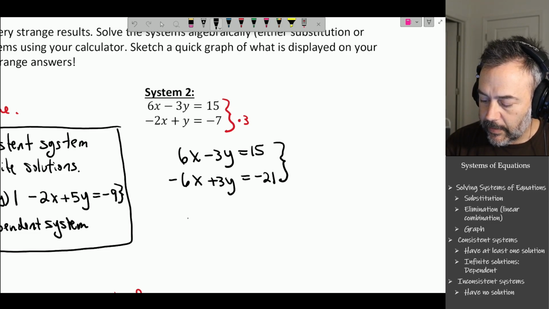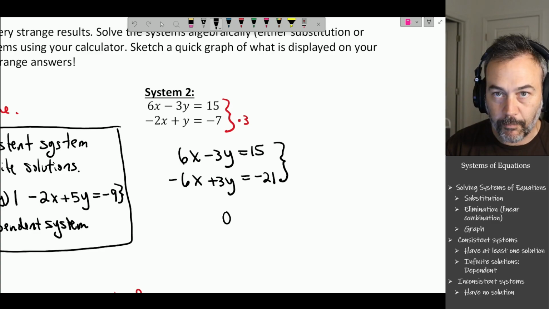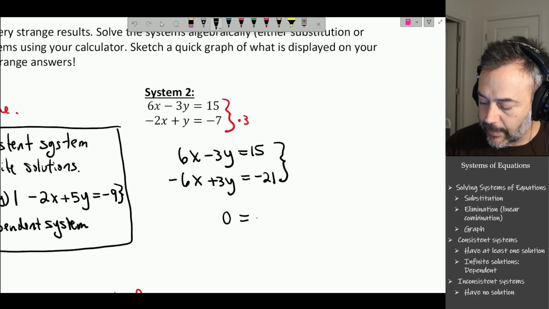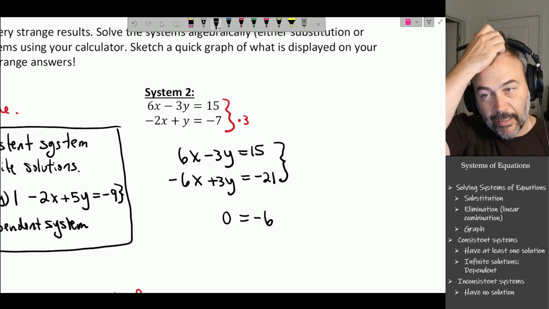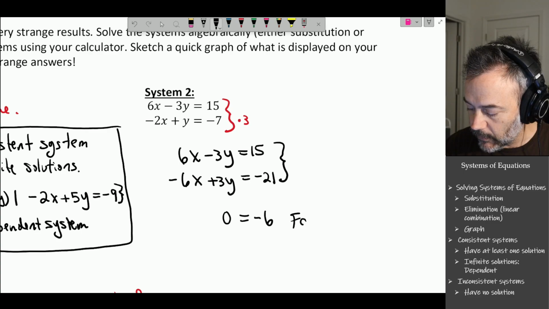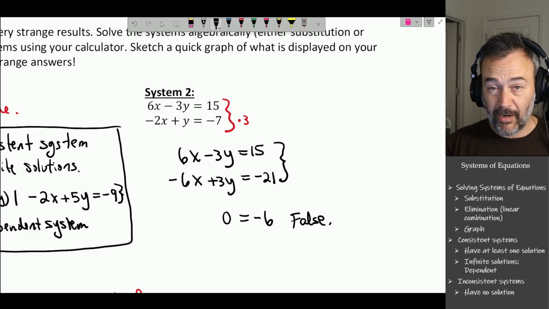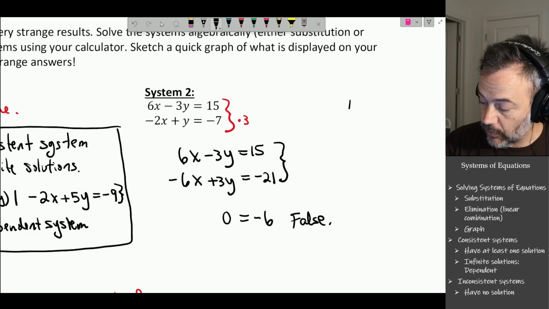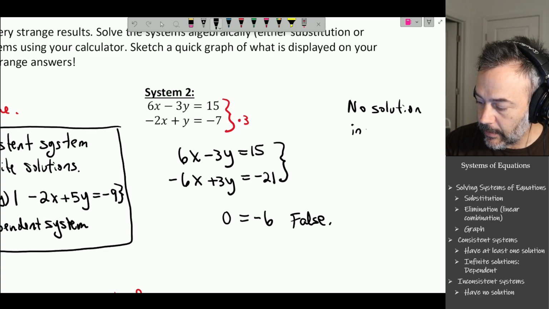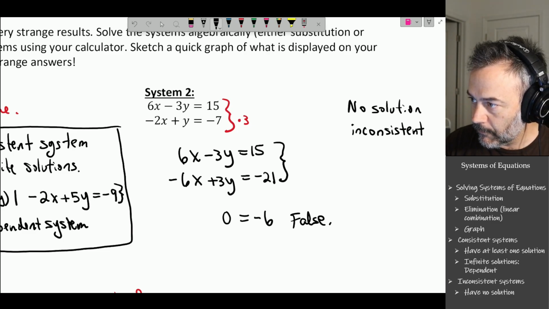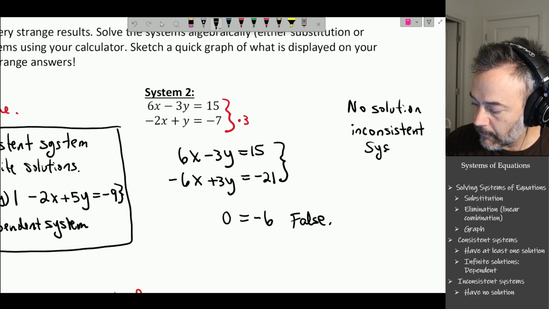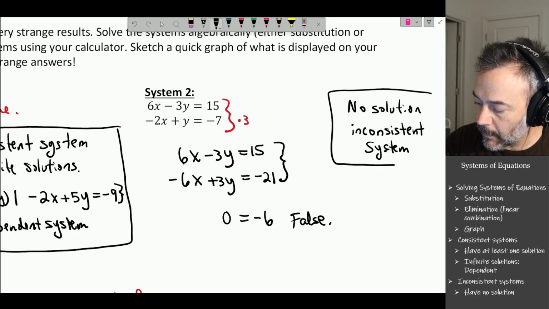Okay. On the left-hand side, when I add everything up, I get 0 because they both cancel out. On the right-hand side, I get negative 6. Okay. 0 equals negative 6 is false. It doesn't matter what x and y are. Every pair of numbers is going to make this false. So this means there's no solution. And this is an inconsistent system. It also means the lines are parallel.